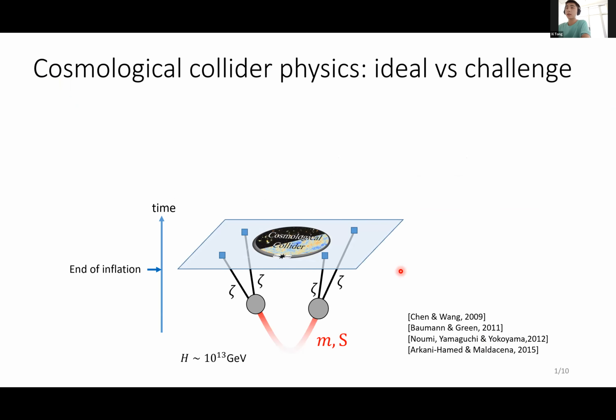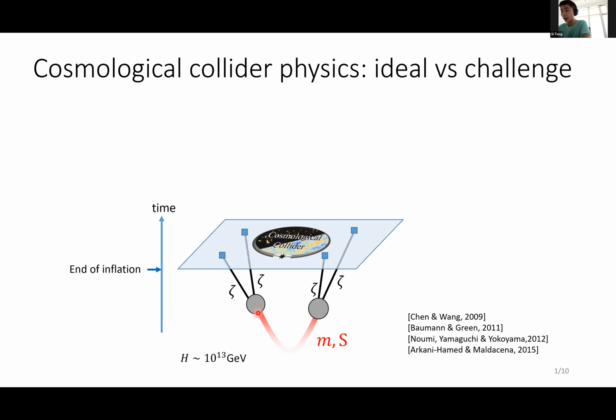So let me begin with a brief introduction of cosmological collider physics, which has become a rising field in the recent 5 years or so. It's a very interesting idea. Assume that the early universe is described by a period of inflation where space-time expands exponentially, with a Hubble scale up to 10 to the 13 GeV. This exponential expansion of space-time produces particles spontaneously through the Bogoliubov transformation, and these particles can carry arbitrary mass and spin.